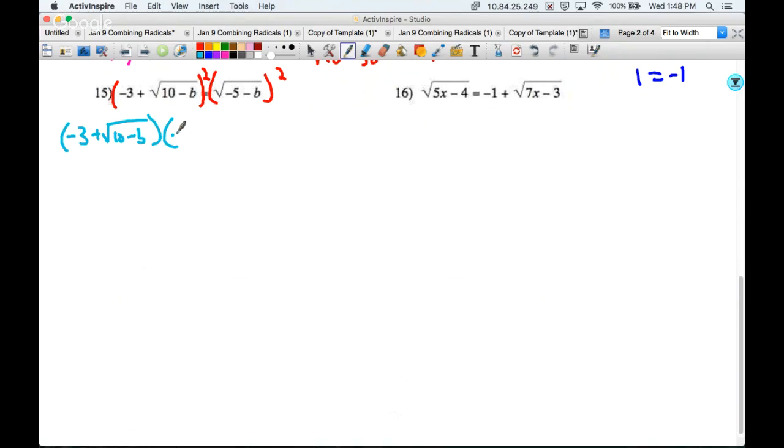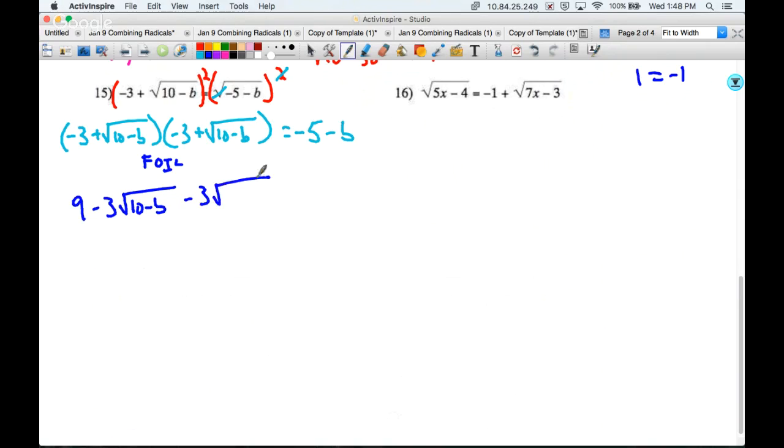And since it's squared, I have to write it twice, just like this. And then over here, squared negates the square root. I'm just left with negative 5 minus b. All right, I FOIL this. I'm going to get 9 minus 3 square root 10 minus b, minus 3 square root 10 minus b. And then when I do my last terms, the square roots will cancel out. I'll be left with just plus 10 minus b, and then negative 5 minus b.